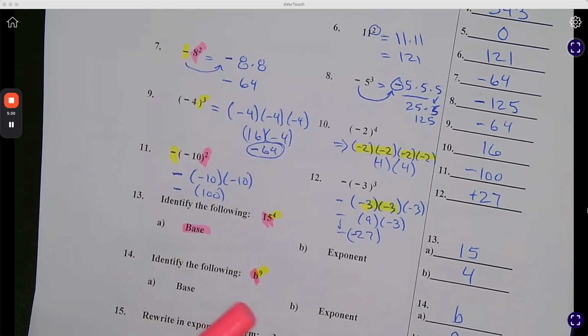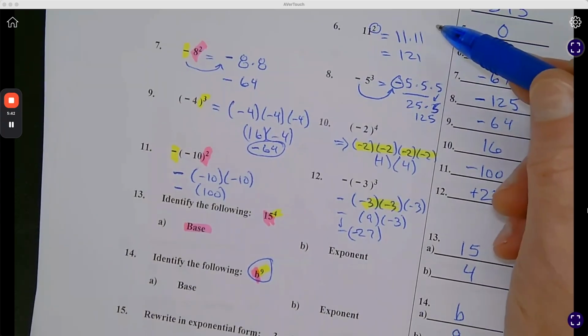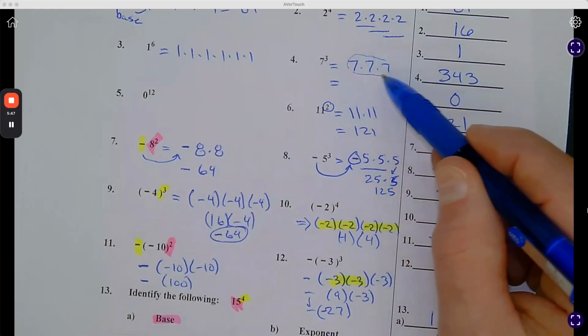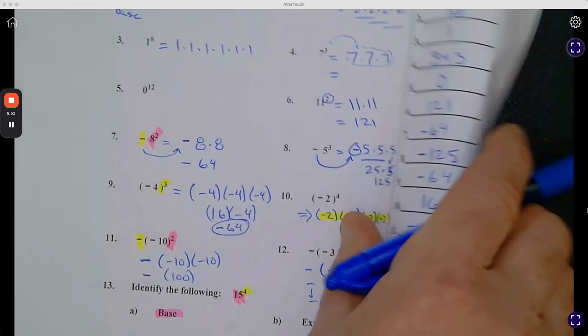Now we're going to go the other way. This is called exponential form, and this is called expanded form. So what I'm going to do is write this as a base and exponent. Remember, exponents mean repeated multiplication. So I'm going from there to there. Expanded form to exponent form.